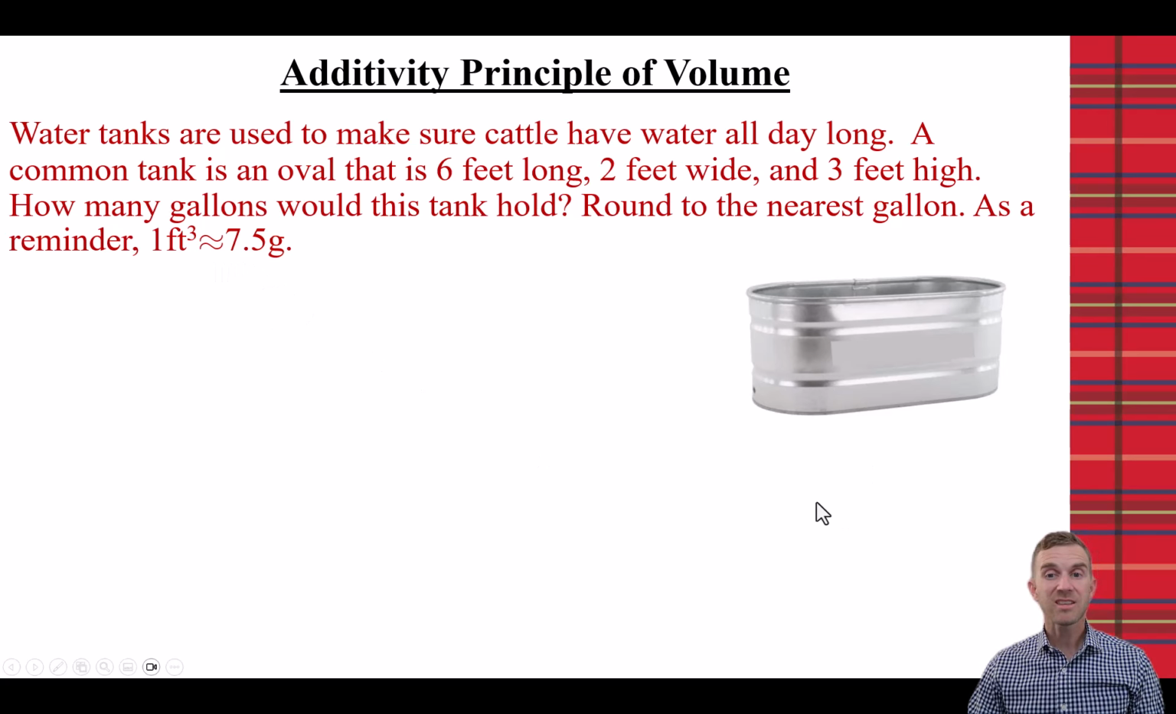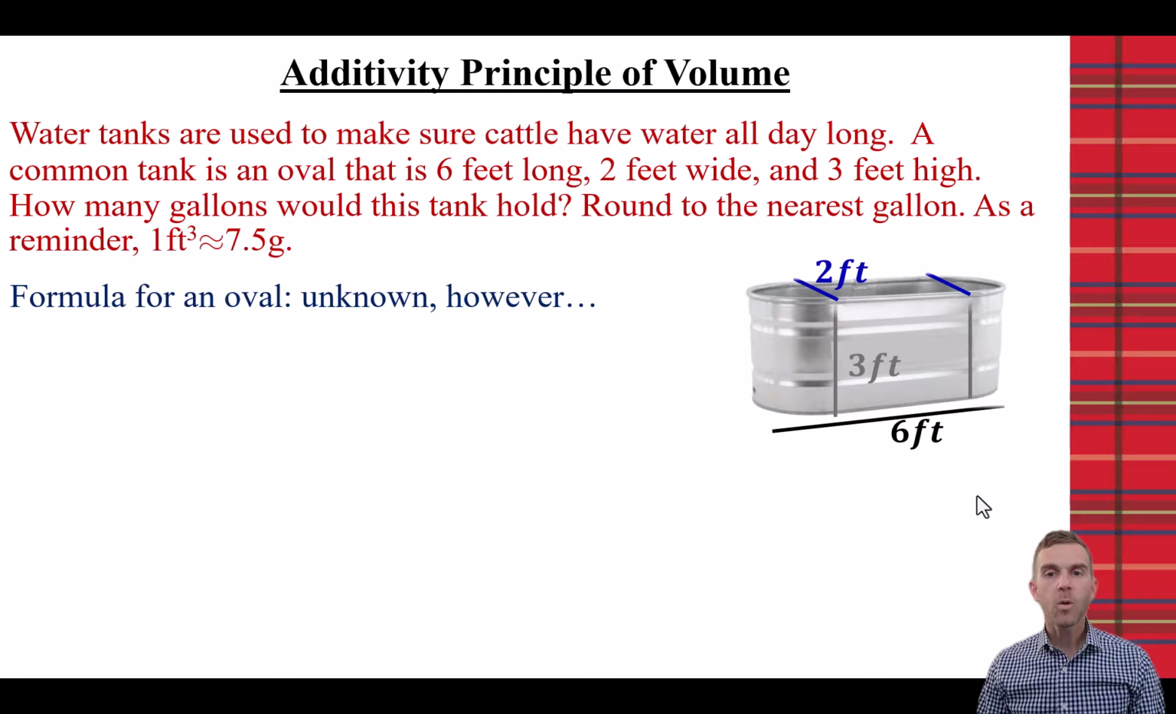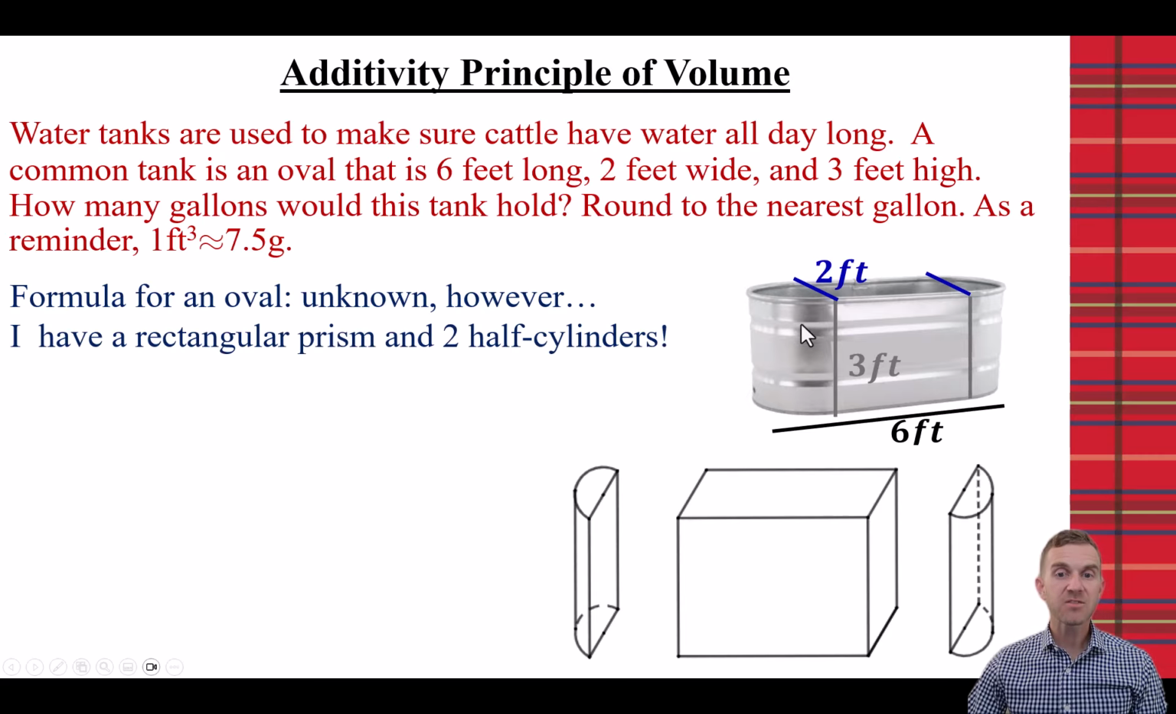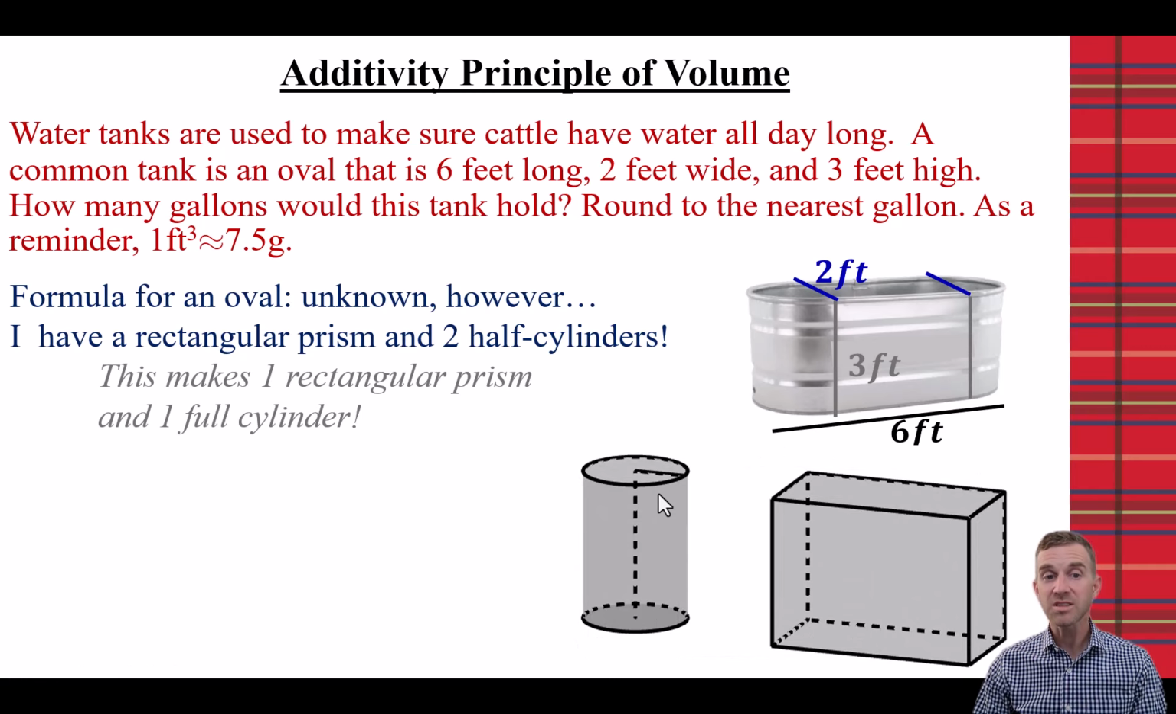Now this shape is not a shape that we have a formula for. It's kind of ovular, it's an ovular type of solid, but what we can recognize is if we draw in some lines, we see some shapes that we can calculate the volume for. What we see is that we actually have a half cylinder on the left, a half cylinder on the right, and then a rectangular prism in the middle. And if I have two half cylinders, I can take the two, put them together, and now I have one whole cylinder and a rectangular prism, which is much easier for us to calculate.